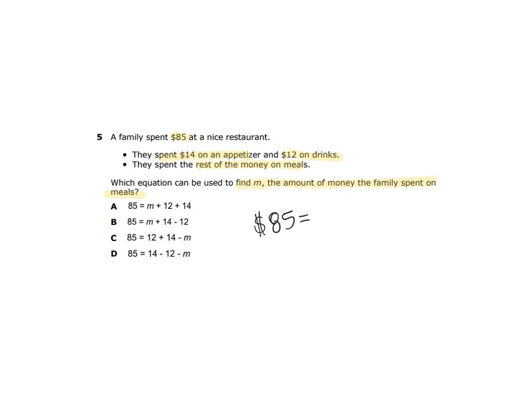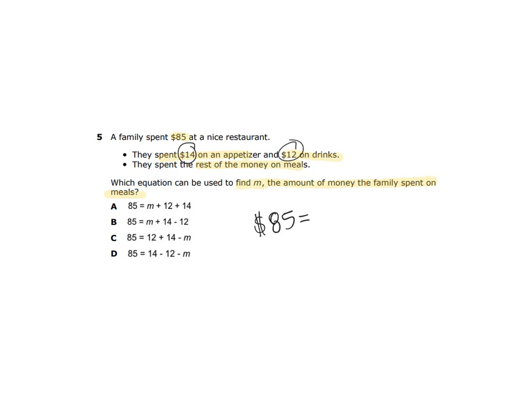How did they spend that? Now if I'm working to get to the total, then I'm probably not subtracting or dividing, right? Because whatever the equation is, it has to equal 85. Okay. Well, there's a few things I know. I know they spent $14 on an appetizer and $12 on drinks.